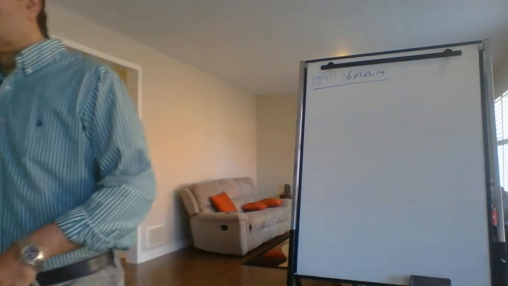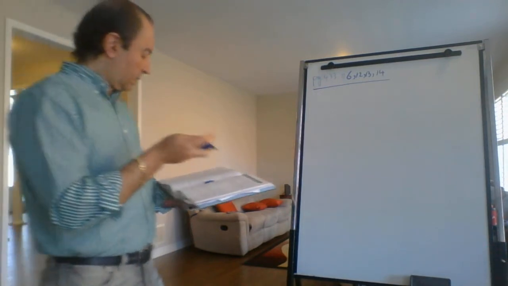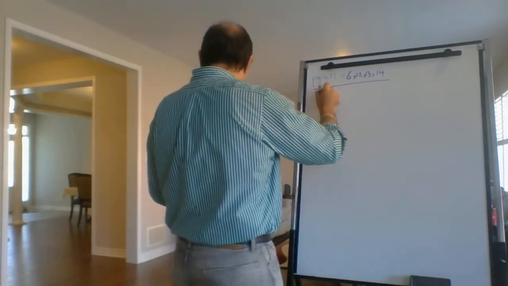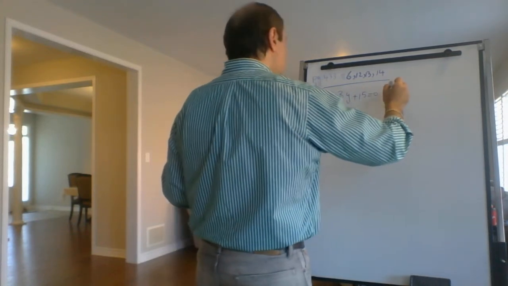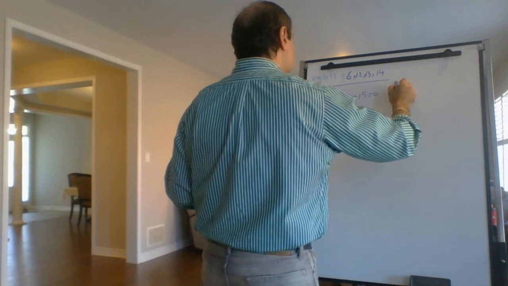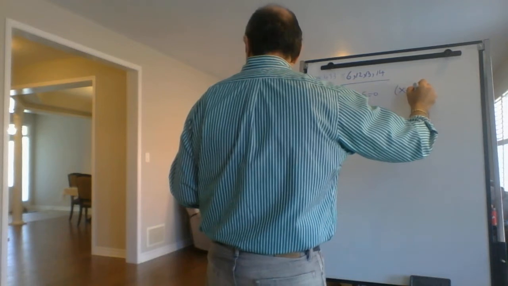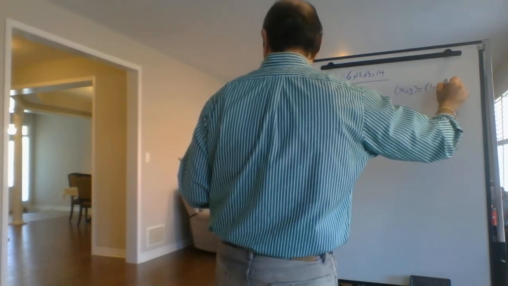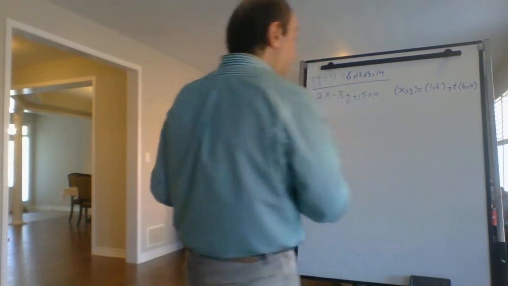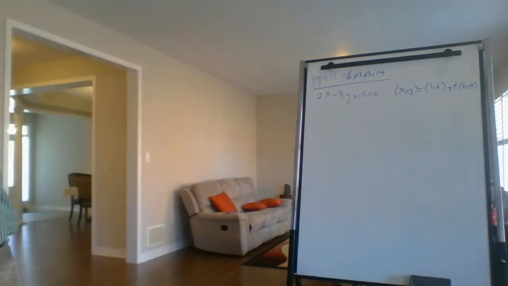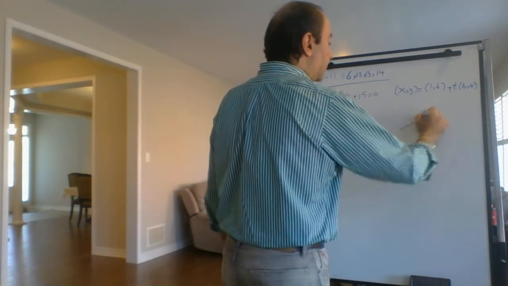Now, number 14 says: are the line 2x minus 3y plus 15 equals 0 and the line (x, y) equals (1, 6) plus t(6, 4) parallel or not? Parallel lines have the same slope.